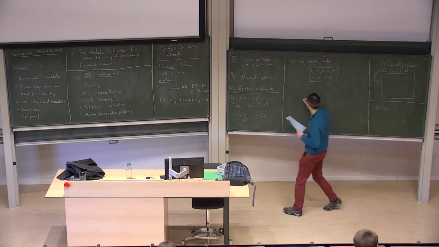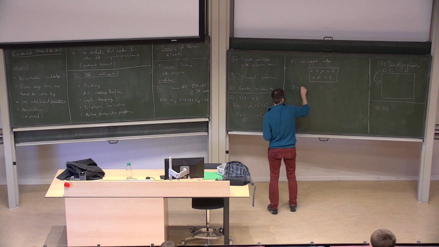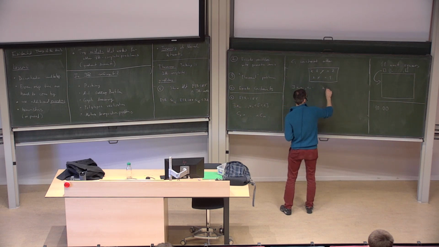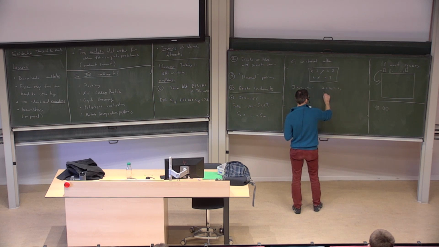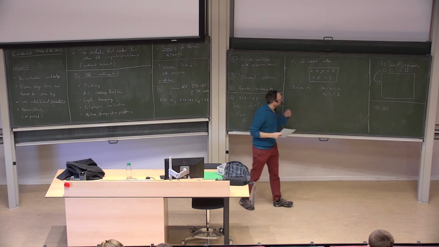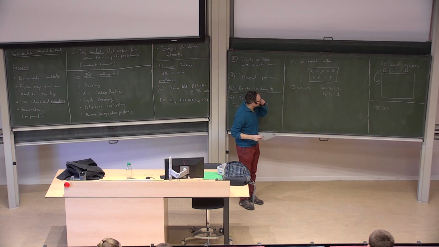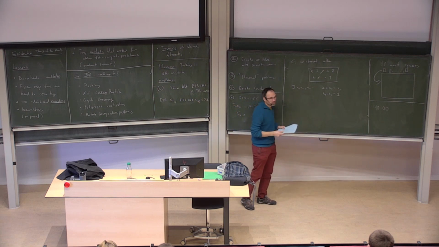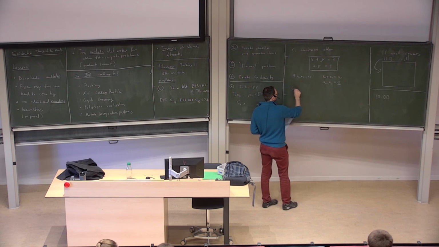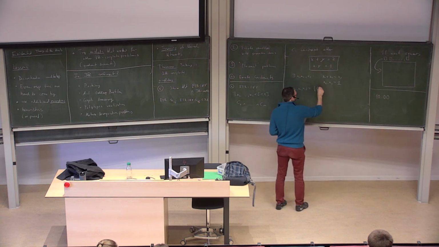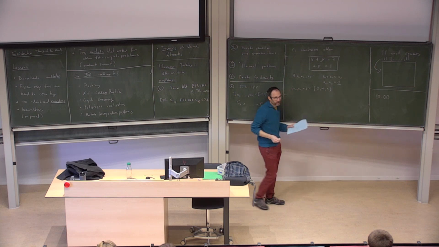Maybe let me give an example. So there exist x1, x2, x3 such that x1 plus x2 equals x3 and x2 times x3 equals 1. And the solution would be, right, that would work.